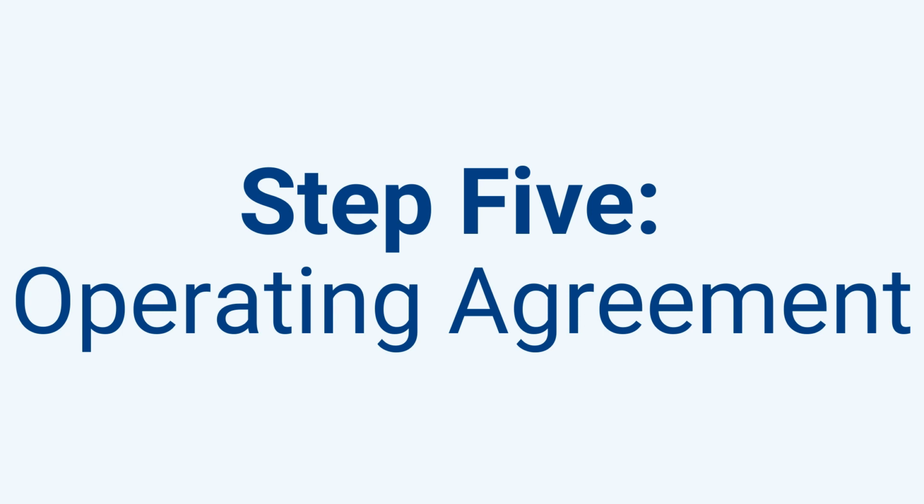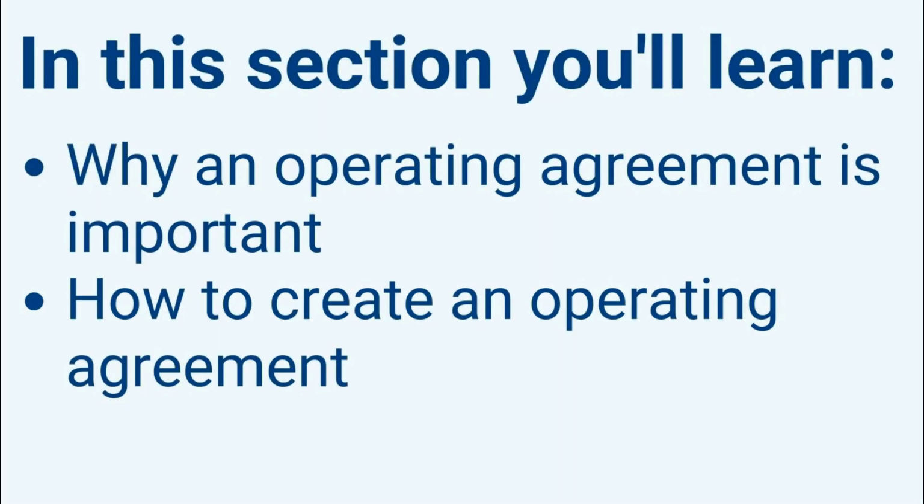Step 5. Operating Agreement. In this section, you will learn why an operating agreement is important and how to create an operating agreement. What is an operating agreement? An operating agreement outlines rules and regulations regarding ownership and structure, as well as the financial and operational layout for your company. It's like a blueprint for your California LLC.